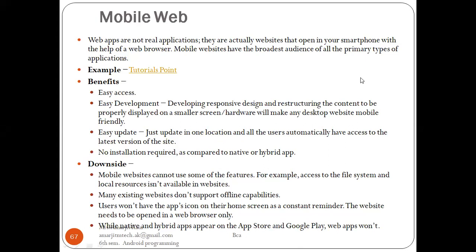Downsides of the mobile web. Mobile websites can't use some of the features. For example, access to the file system and local resources is not available in websites. Many existing websites don't support offline capabilities. Users want to have the app's icon on their home screen as a constant reminder. The website needs to be opened in the web browser only, while native and hybrid apps appear on the App Store and the Google Play store.